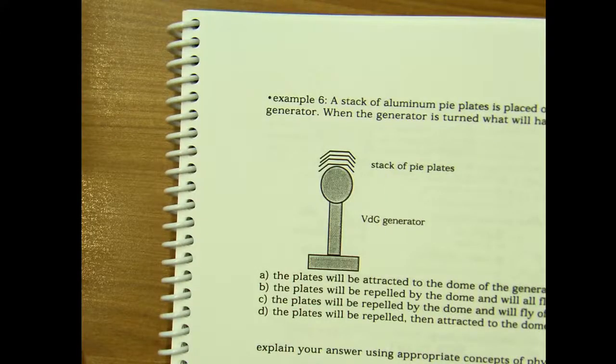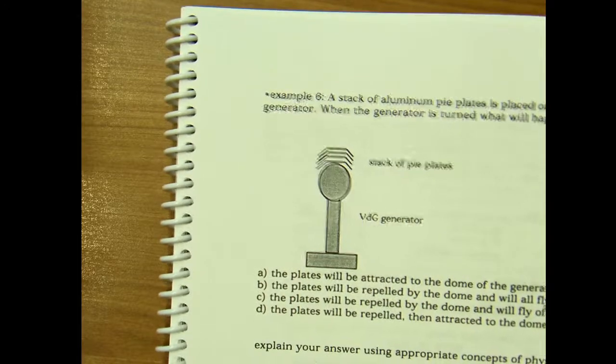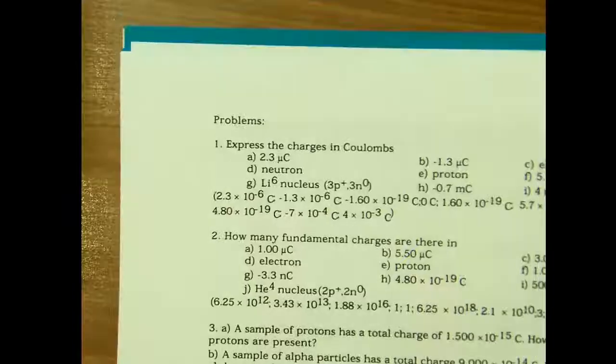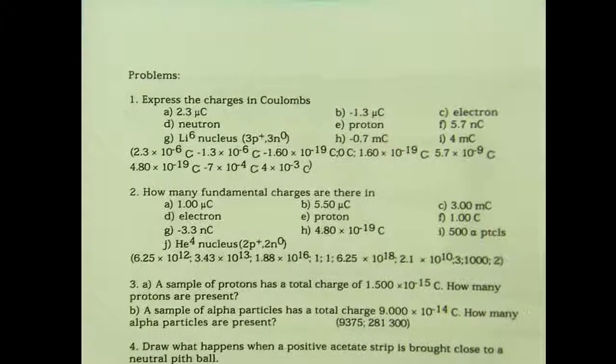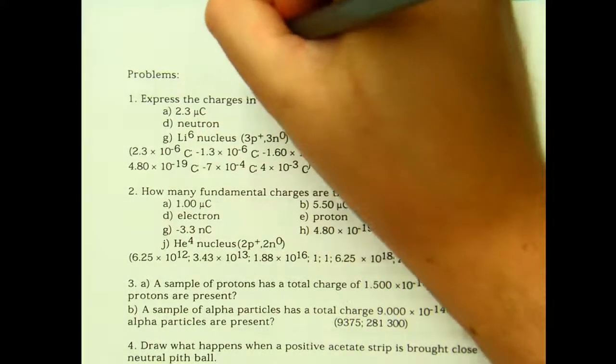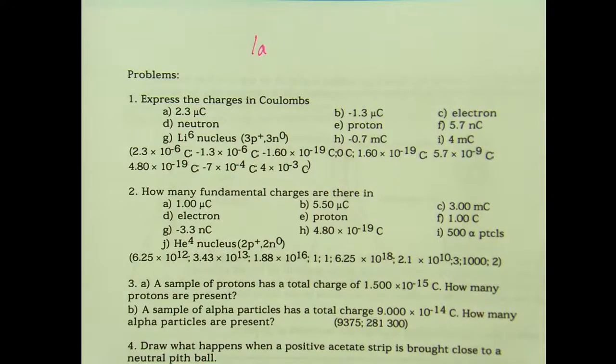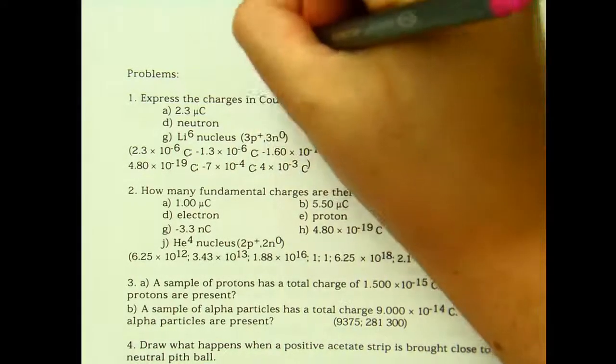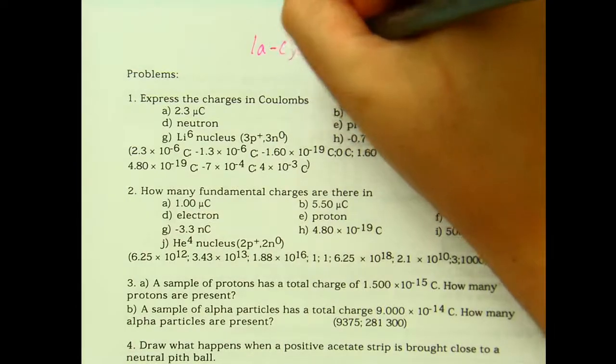This is something I would do if we were all together. I'm going to do 2 lessons here right away in this video. So the first set of problems I want you to look at here is simple. It's just basic calculations using Coulomb. So I want you to do 1, A to C. I want you to do 2, A to C.